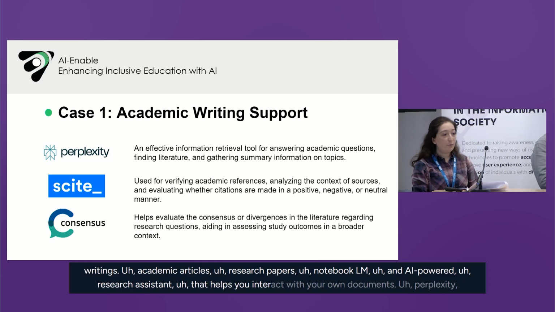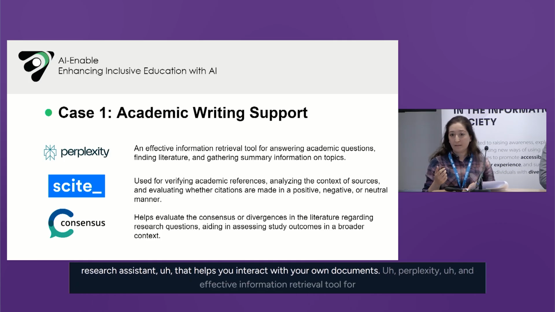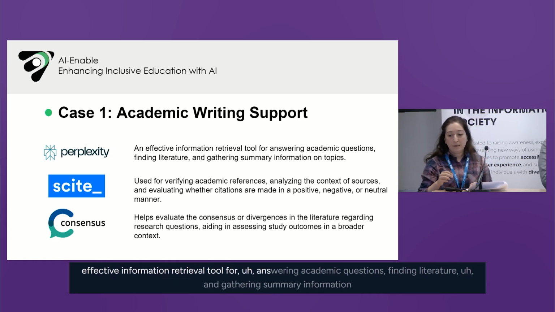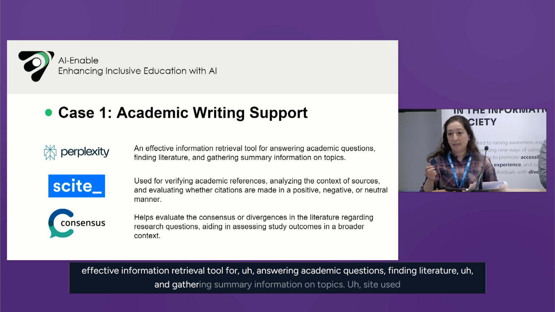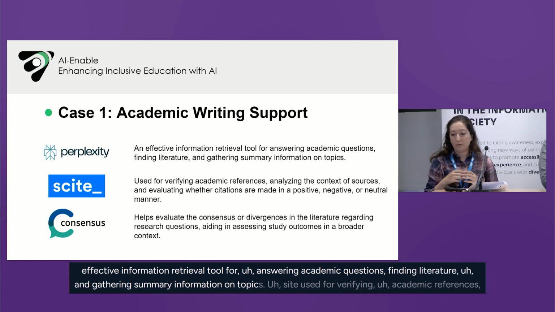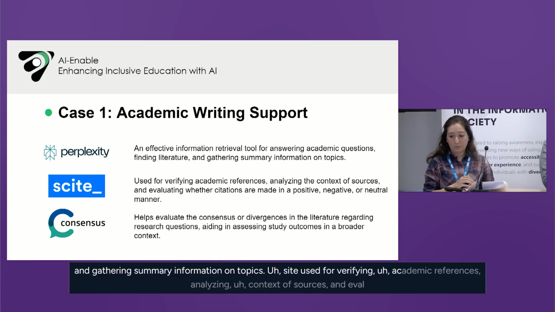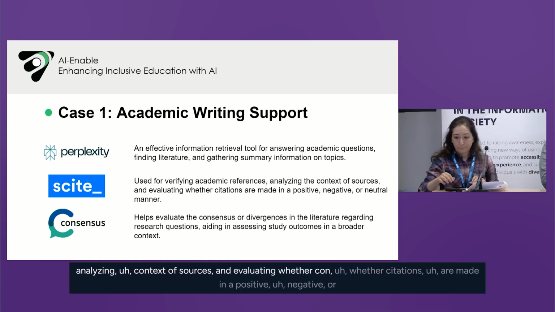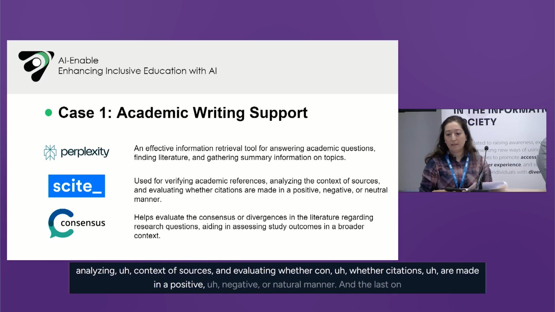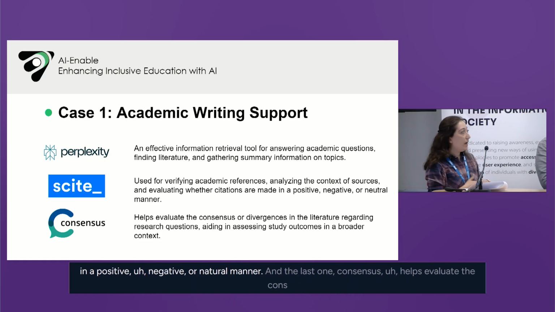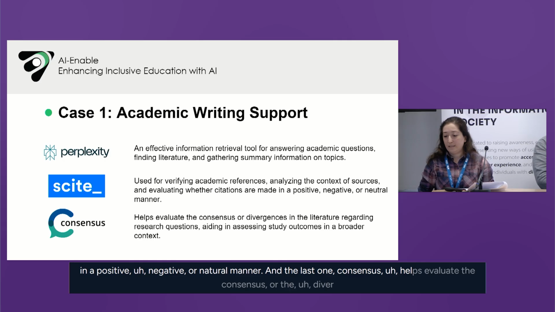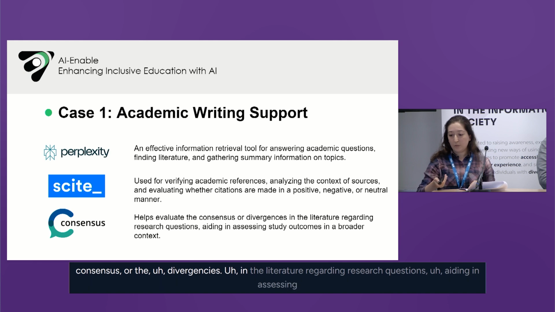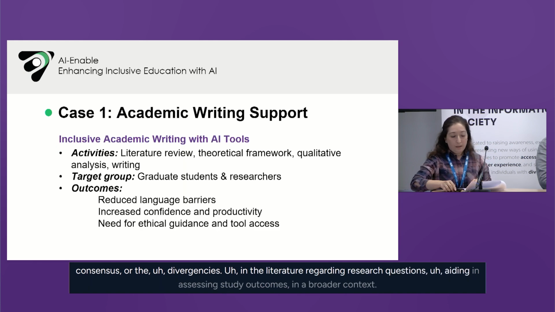Perplexity, an effective information retrieval tool for answering academic questions, finding literature, and gathering summary information on topics. Scite is used for verifying academic references, analyzing the context of sources, and evaluating whether citations are made in a positive, negative, or neutral manner. And the last one, Consensus, helps evaluate the consensus or divergences in the literature regarding research questions, aiding in assessing study outcomes in a broader context.